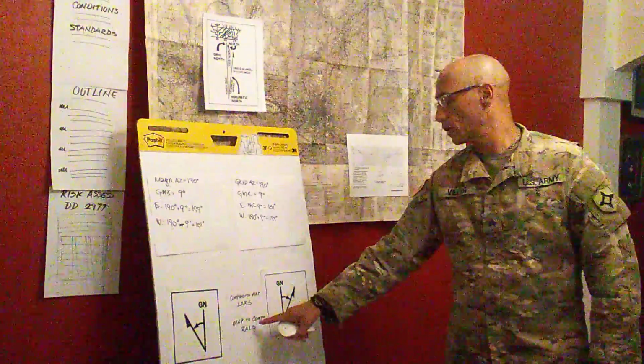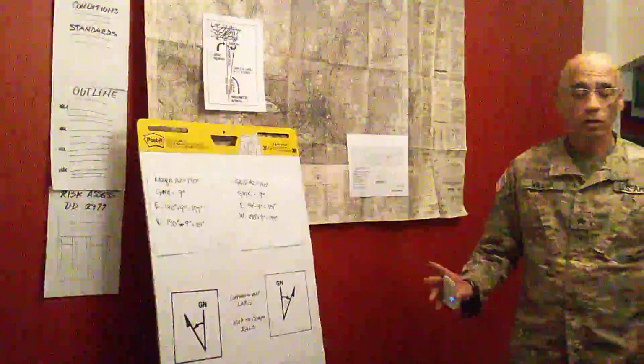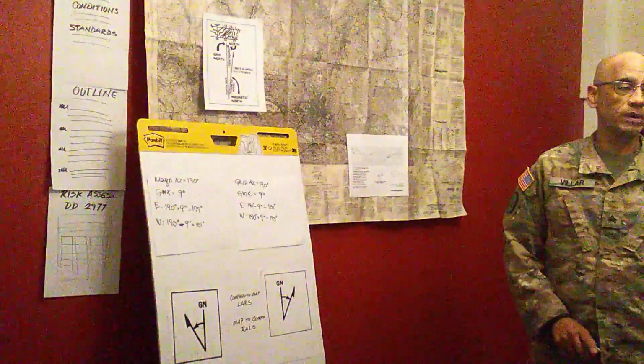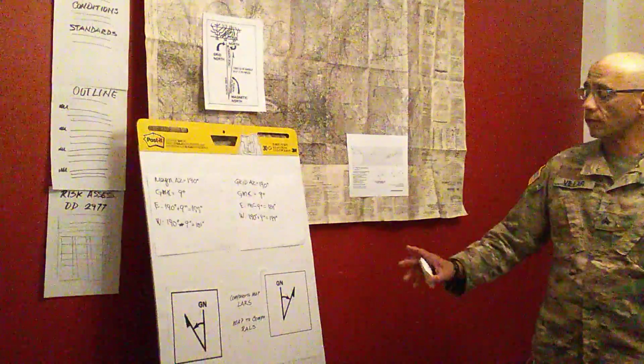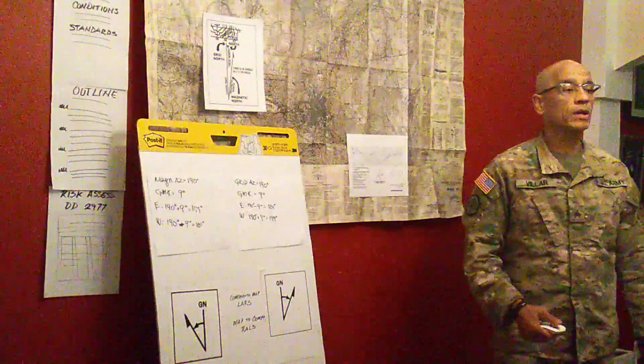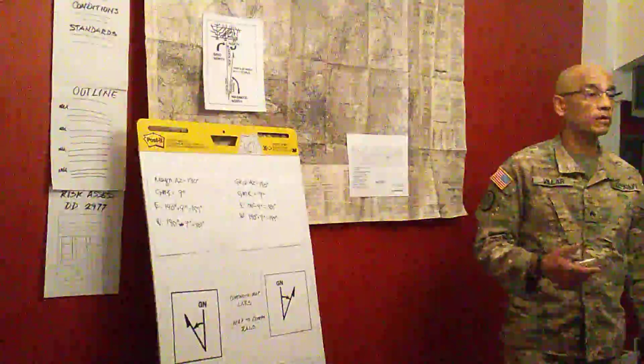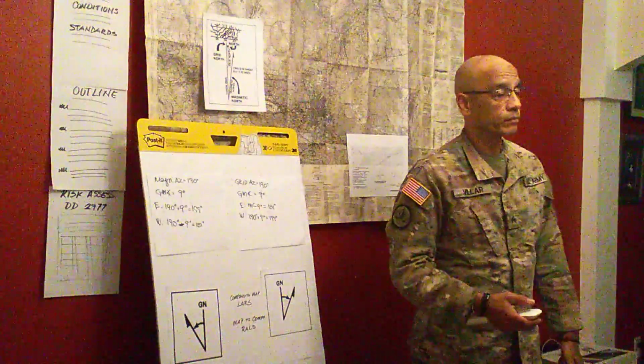So if map to compass, you right add, left subtract. Hopefully, that'll be some information. But the more you do it, the less you have to remember that, because it's just all about practice. All right. Any questions? This is pretty simple. It's just a matter of practice. Does anybody have any questions?